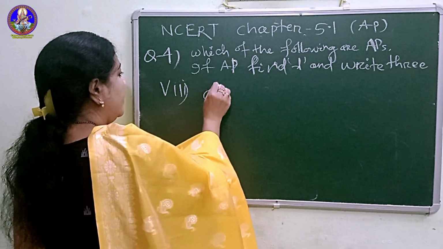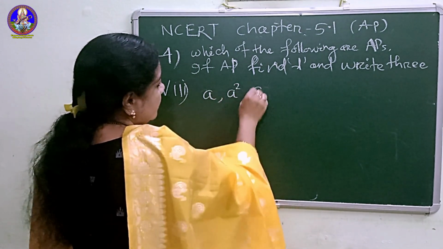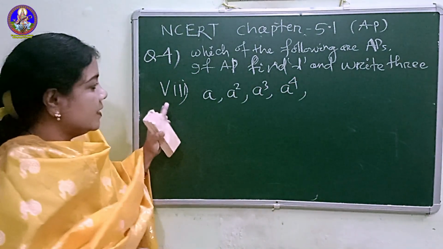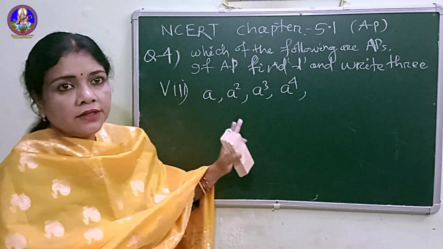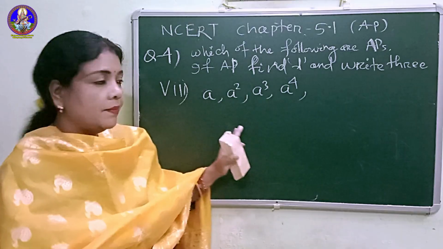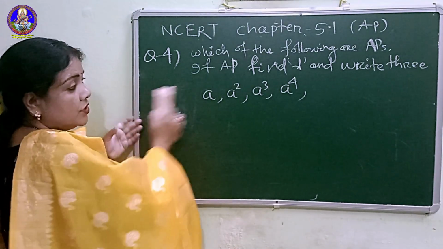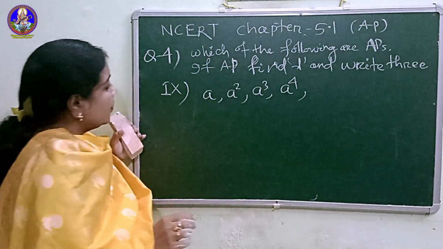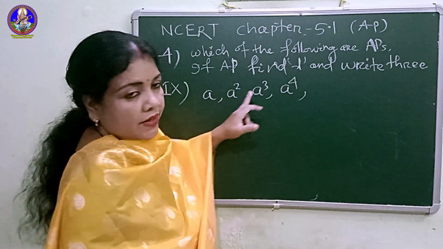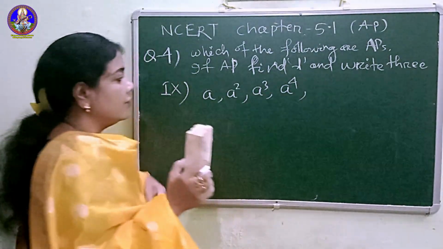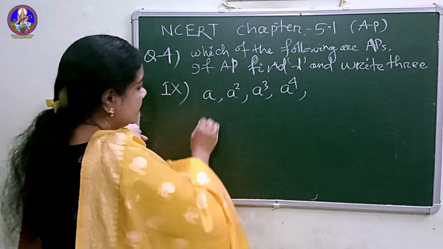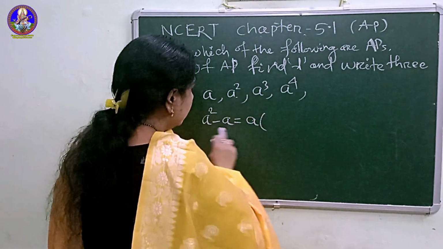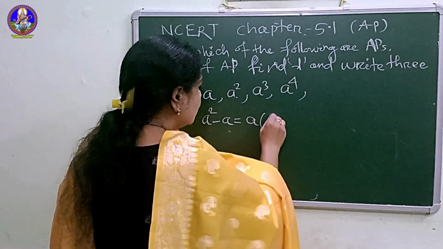Next is A square, A cube, A to the power 4. Now it is a very special case. It is very difficult to know whether it comes under AP or GP. This is question IX: A square, A cube, and A to the power 4. If you take the difference, that is A square minus A, taking A common, obviously you will get A minus 1.